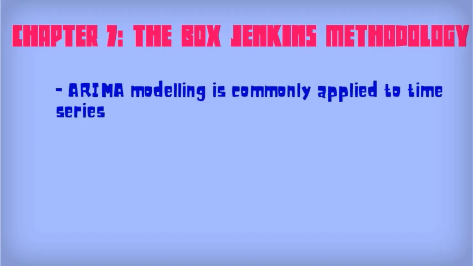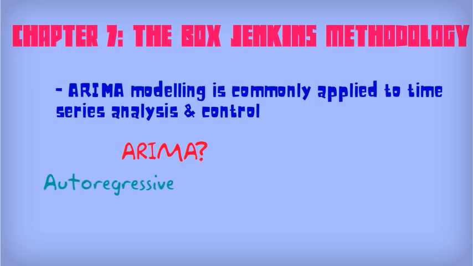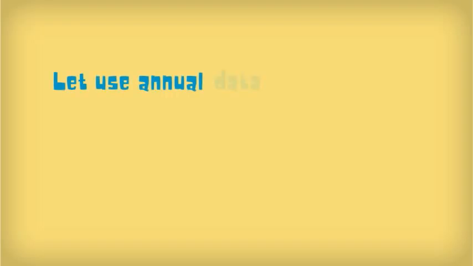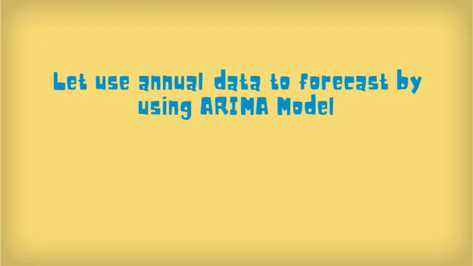Chapter 7. The Box-Jenkins Methodology. ARIMA modeling is commonly applied to time series analysis and control. ARIMA is an autoregressive integrated moving average. Let's use annual data to forecast by using the ARIMA model.